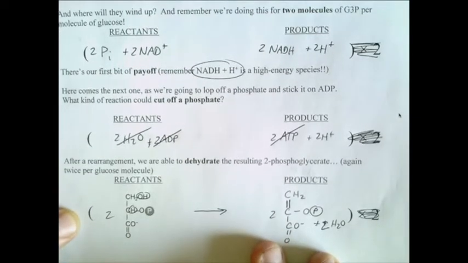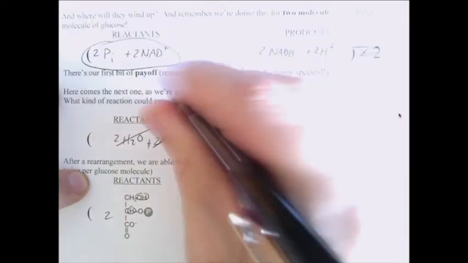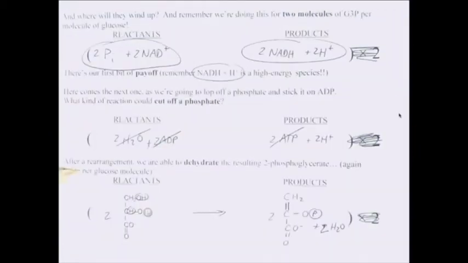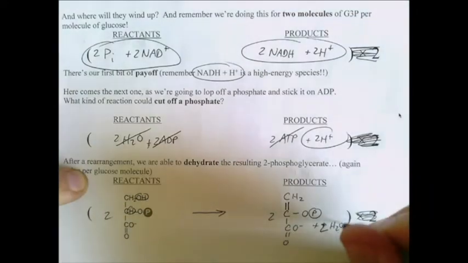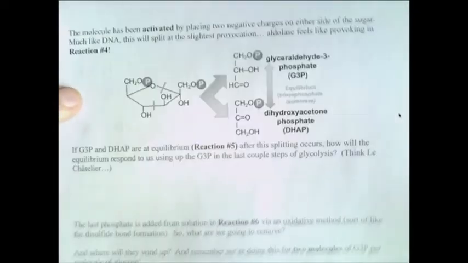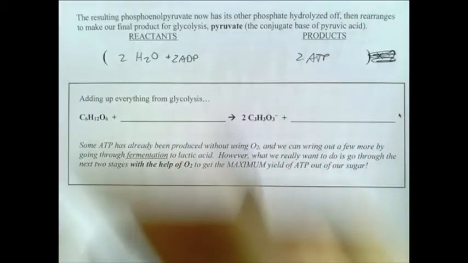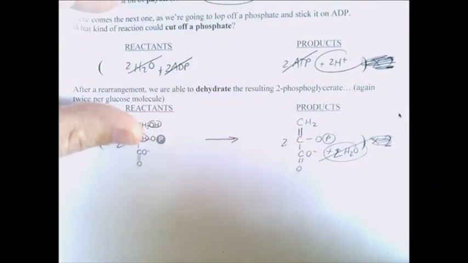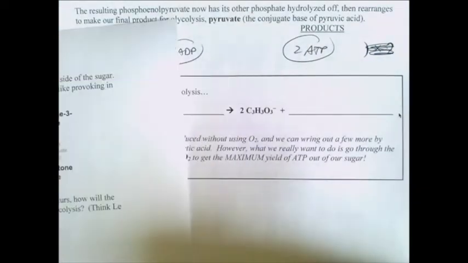So what then have we generated? Well, we've used up 2 inorganic phosphates, used 2 NADs and generated 2 NADH and 2 H pluses. We also generated 2 more H pluses here and 2 more waters there. And then on this spot right here, where are we? At the top of this page, we generated 2 more waters, so that will cancel out with these. And also turned 2 ADP into 2 ATP.